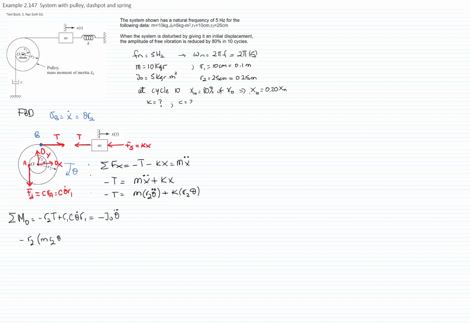If I put everything on one side of the equation and I substitute the tension that we found in the other equation, we get everything in terms of only theta, theta dot, and theta double dot. And we can write it in terms of a term that multiplies the angular acceleration, a term that multiplies the angular velocity, and a term that multiplies the displacement. This is our equation of motion.